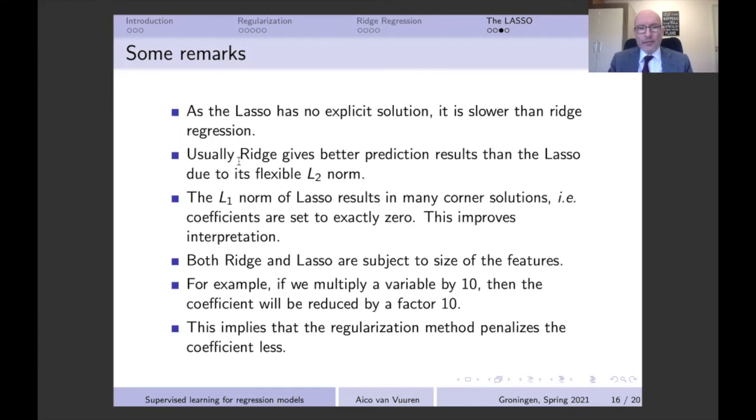And now I have actually said only good things with respect to ridge and nothing good with respect to the lasso. You should realize that the differences, in the end, between the lasso and ridge are not that large. So there could be a couple of reasons why lasso still is used so often compared to ridge.